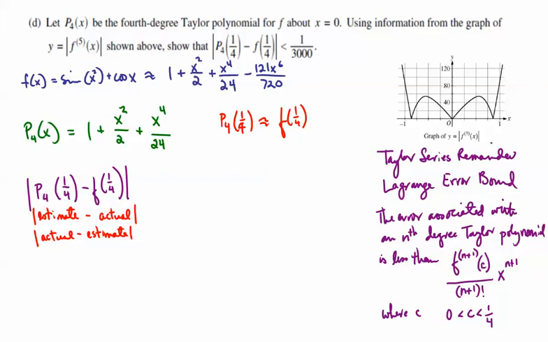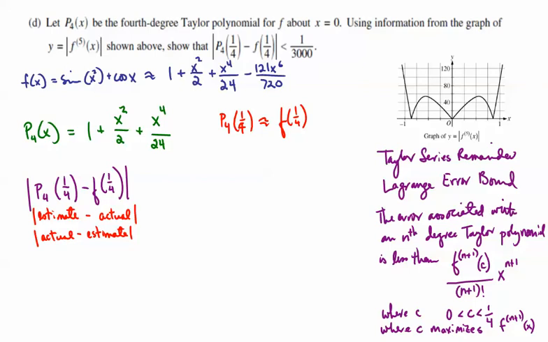And what we want to do is choose c where c maximizes f to the n plus 1 of x. We'll just use x there. So we want to choose a value for c that maximizes the n plus first derivative.